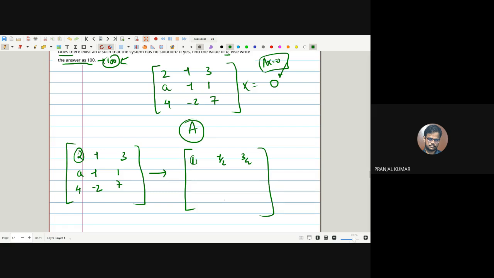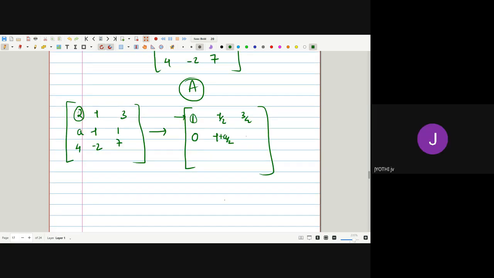I will start cleaning down this pivot, so I can subtract A times of row 1 from row 2. So this will become 0. Then minus 1, A times of this row, right? So this will become plus A by 2. Yes or no? Yes. This will become 1 minus 3 by 2A.